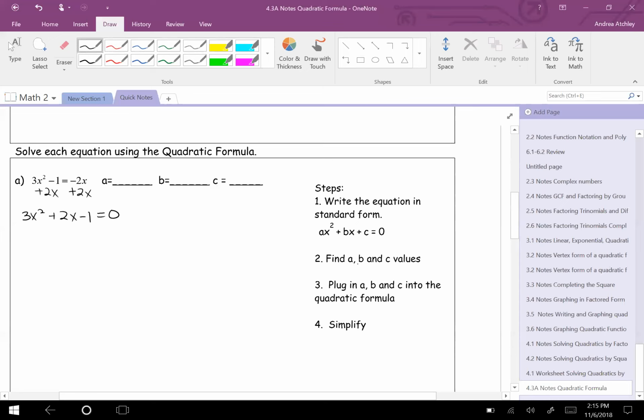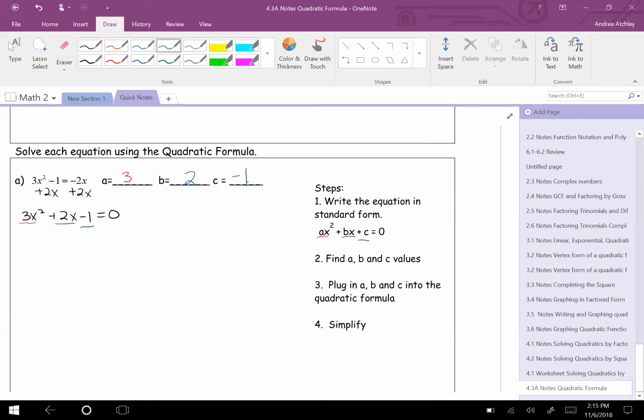Then I have to identify the a, b, and c values. The a value is the number in front of the x squared. So class, what is the a value here? 3, just the 3, you don't need the variable. The b value is the number with the x. So what is the b value here, class? 2. The c value is the number by itself. What's the c value? Very good. Make sure you take negative 1. It has to be a negative.